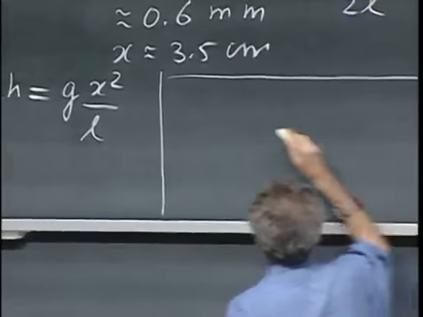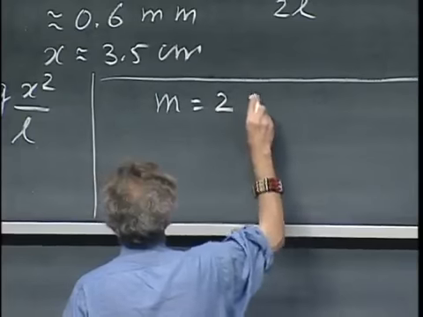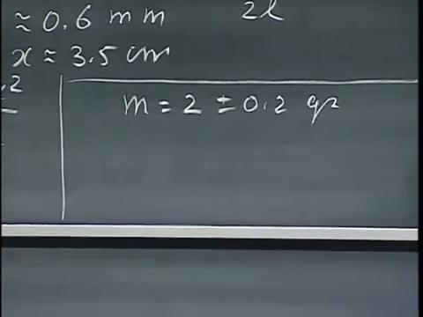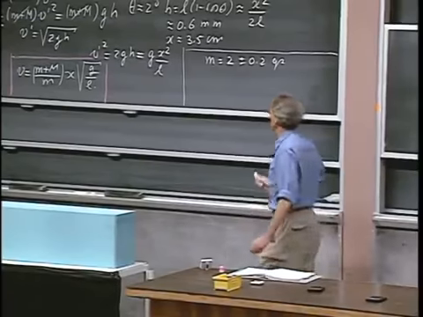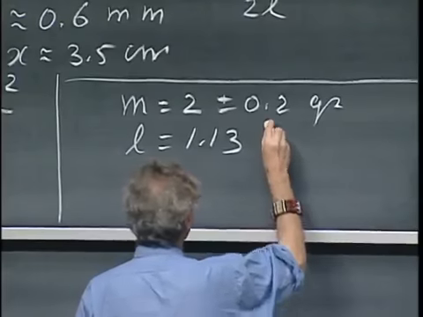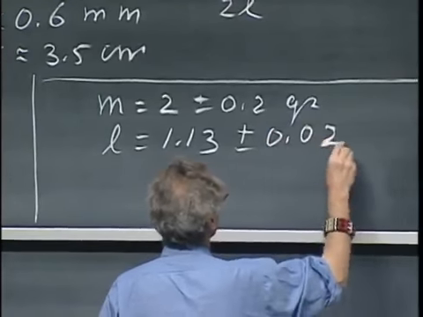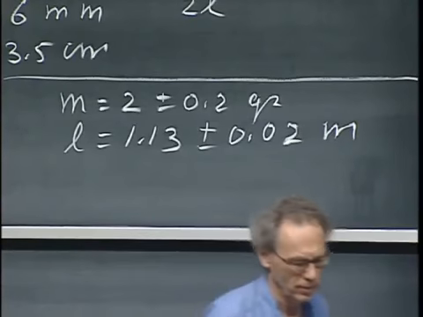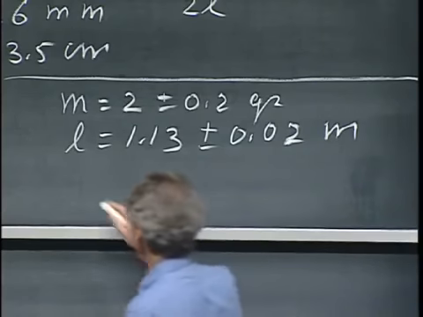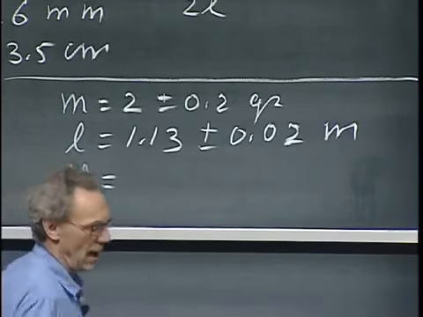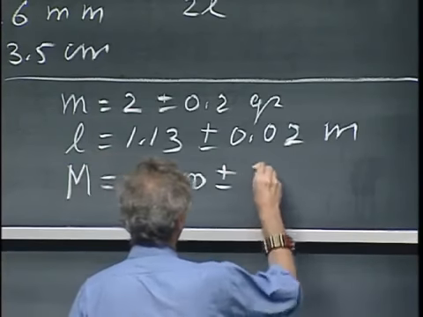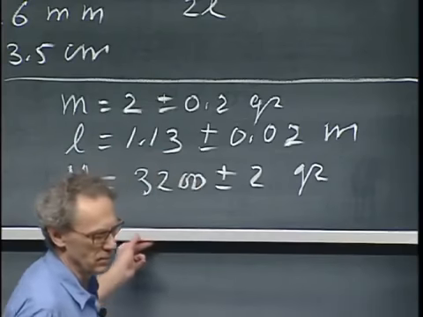input for this experiment. The bullet mass is 2 plus or minus 0.2 grams. I apologize that I don't give you all the numbers in MKS units. You will have to convert them, of course, to MKS units. The length of the pendulum is 1.13 meters plus or minus 2 centimeters. We're not certain, with an accuracy of about 2 centimeters. And the mass of that block, which is huge, I believe is 3,200 grams, 3.2 kilograms, with an uncertainty of about 2 grams.